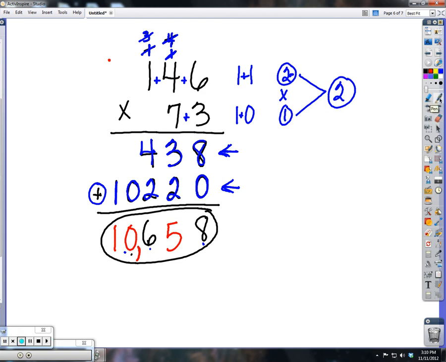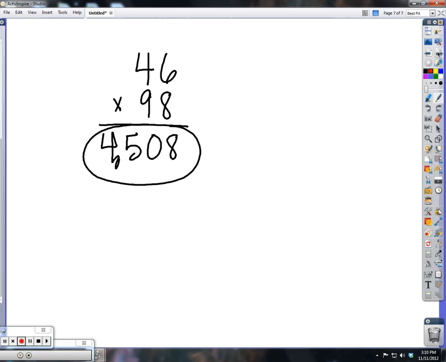So now let's look at the product. 1 plus 6 is 7. 7 plus 8 is 15. 15 plus 5 is 20. 2 plus 0 is 2. And now our single digits do match.